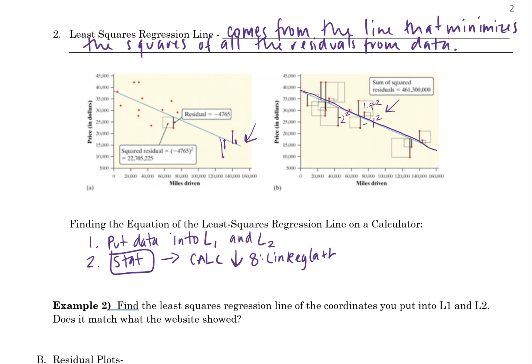And then it should say a plus bx. Do not choose number 4. That is going to mess you up. And then when you do that, it's going to ask you for an X list and a Y list. And you just got to make sure L1 is in your X list and L2 is in your Y list. After that, you're going to press enter.